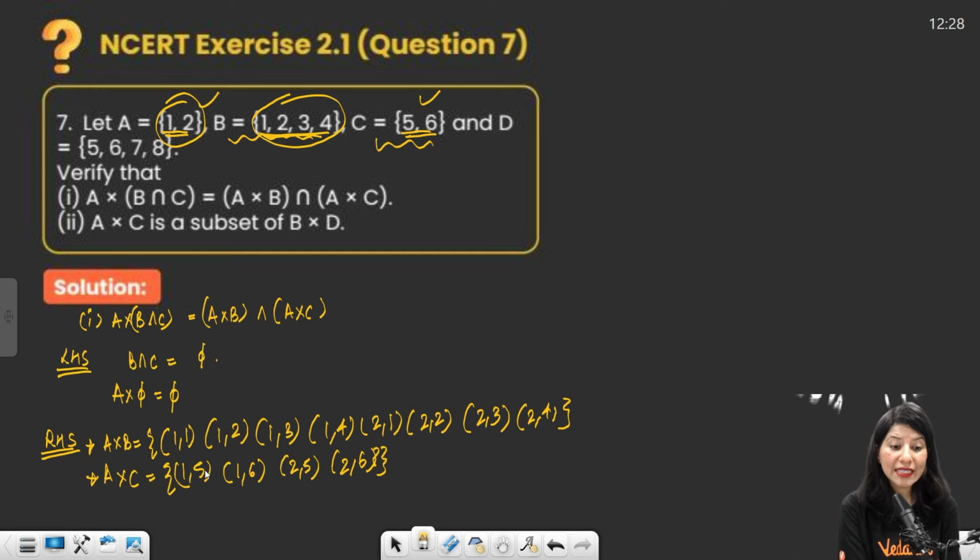Now the RHS is showing the intersection of A cross B and A cross C, and we can clearly see that there is no term which is common in both A cross B and A cross C. So that's why RHS, that is (A cross B) intersection (A cross C), is coming out as null. So hence verified. The first is verified.